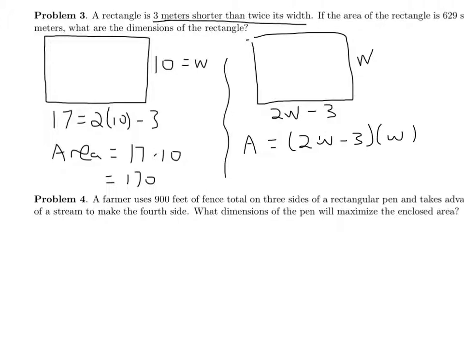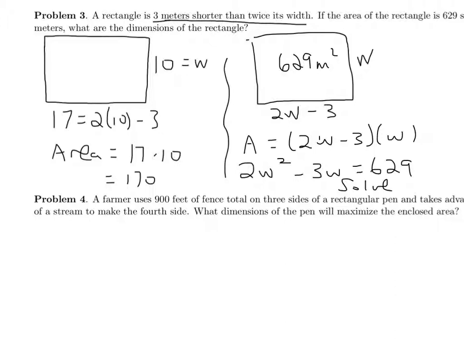We're told to check that against 629 meters squared. That's how we knew that this one wasn't right. We compared an answer to 629 and it wasn't correct. So my wish then is to have this 2W minus 3 times W equal 629. I'll go ahead and multiply this out, so I'm just distributing here. So I'll multiply out the 2W squared minus 3W, and I'd like that to equal 629. So the problem really comes down to solving this equation.